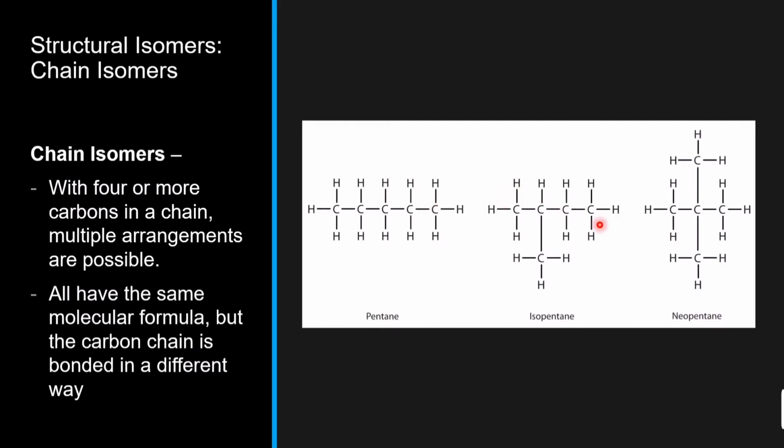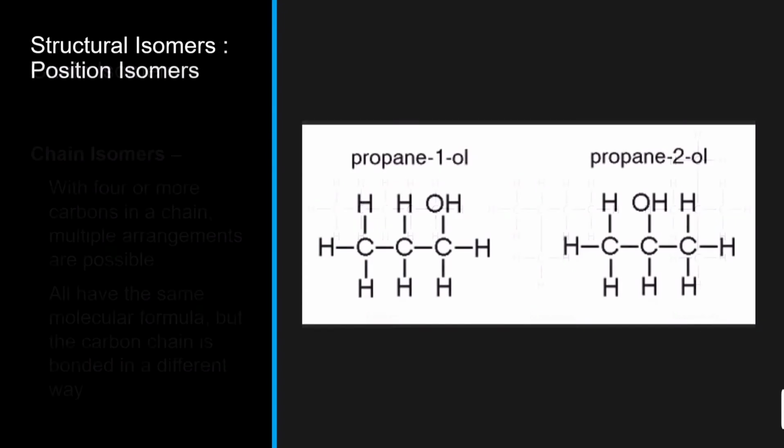And in this example, you see that we only have 4 of our carbons bonded in a straight chain and 1 of them bonded off as a branch, and here we have 2 branches. But if you count up all the carbons and all the hydrogens in all 3 of these isomers, you'll get the same molecular formula, the same number and type of atom, even though they are bonded differently. And these are chain isomers because it's the carbon chain that is bonded in a different way.